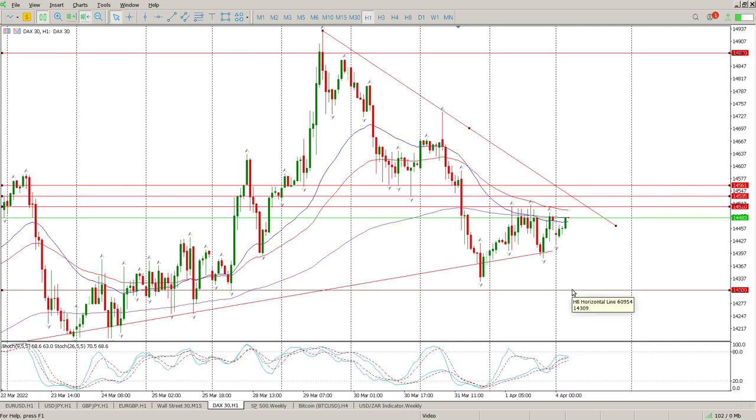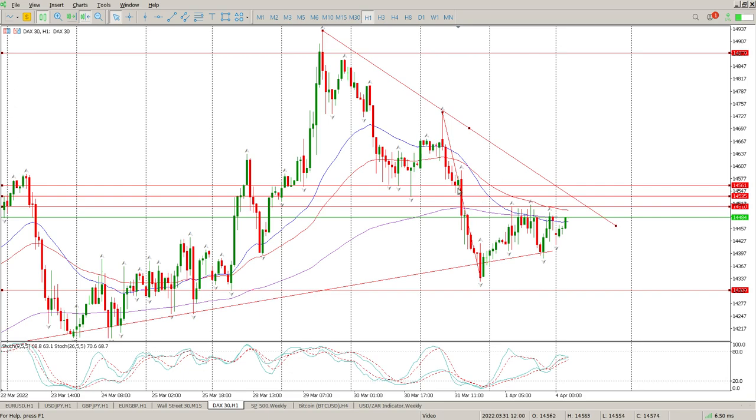So 14,300, 14,309 is the area you need to pay attention to. If we break that area and we look for a retest, then I would expect this downward trend of the last couple of days to continue. And then what you do is you have a measured move. In actual fact, just point that out there as well.